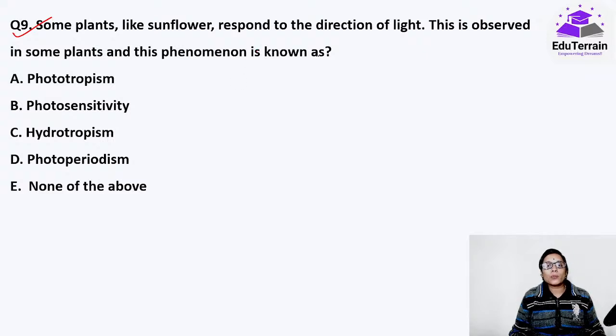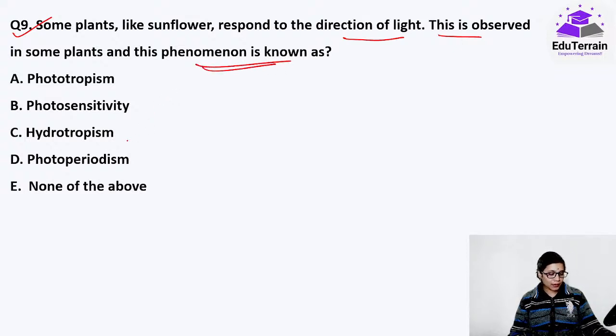Some plants like sunflower respond to the direction of light. Now this is observed in some plants, and this phenomenon is known as, yes, what is this phenomenon? सनफ्लावर, सूरजमुखी, इसीलिए तो बोलते हैं ना जहां जहां सन घूमता है वो भी उसी तरह से घूमता है. This particular phenomenon, it's because of that attraction towards the light, because of that some reactions in the plant. Yes, what is it called?